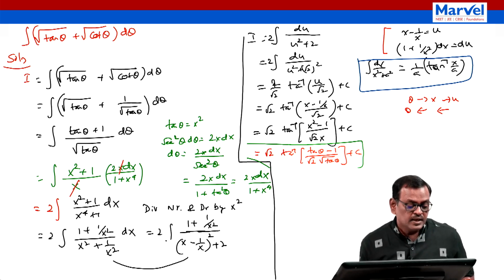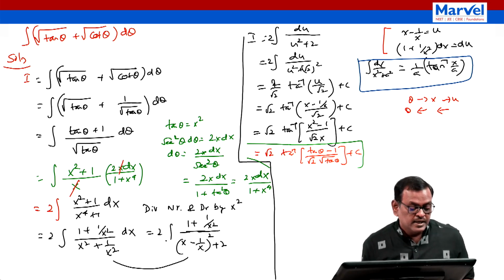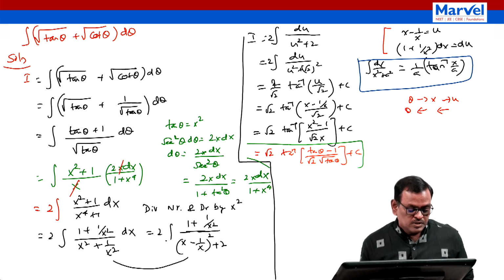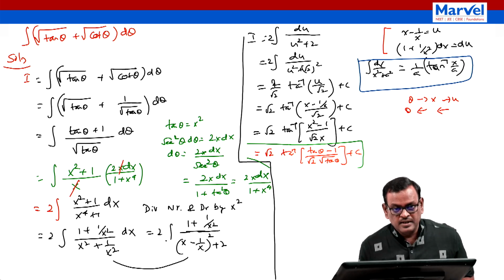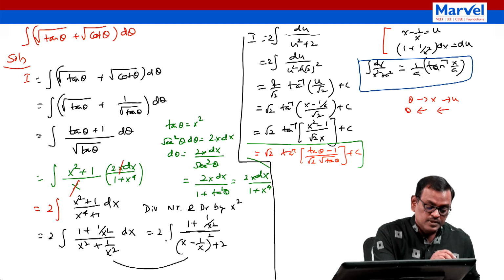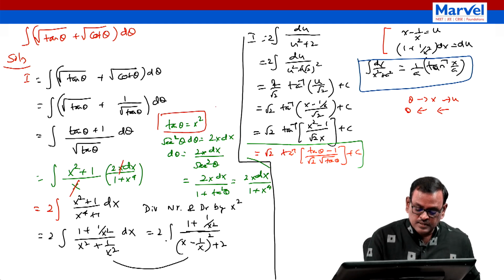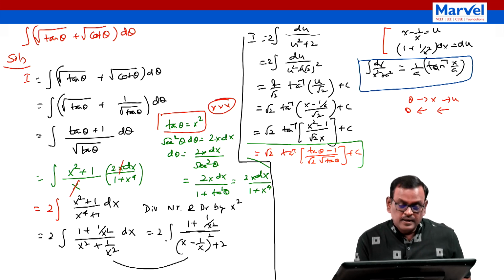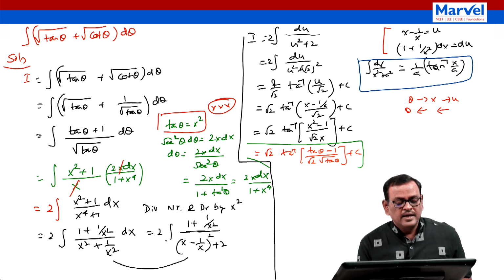Again, I will explain the given function: root tan theta plus root cot theta into d theta. Replace cot theta by 1 by tan theta. Cross multiplying, we will get only terms of tan theta. Now, this step is 100% important. This assumption is important. Put tan theta equal to x square, secant square theta d theta equal to 2x dx, and d theta equal to 2x dx by secant square theta. Replace secant square theta by 1 plus tan square theta, and tan square theta is nothing but x power 4, because x square is tan theta, so x power 4 is tan square theta.